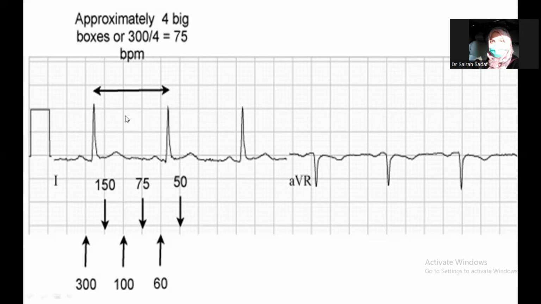Now you have to count. There are 4 boxes, as you can see, because half one is here and half one is here, so it makes 1 box. So there are 4 boxes. 300 divided by 4 will give you 75. The heart rate is 75.